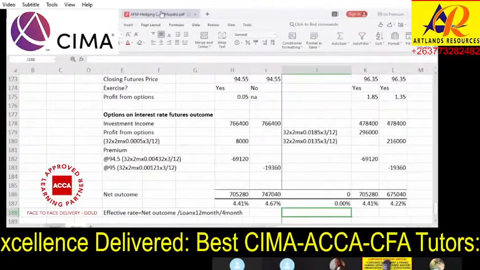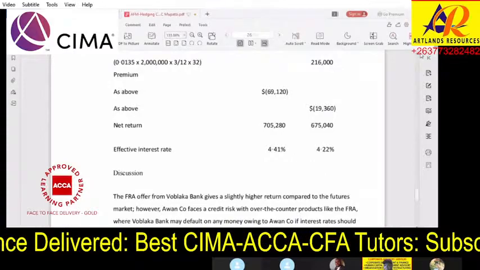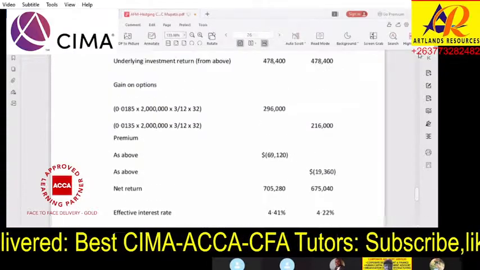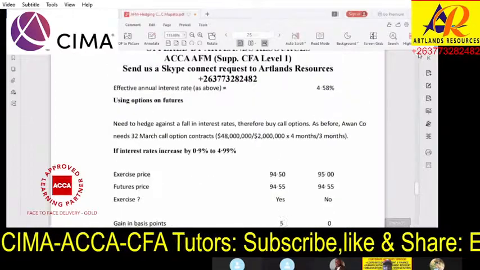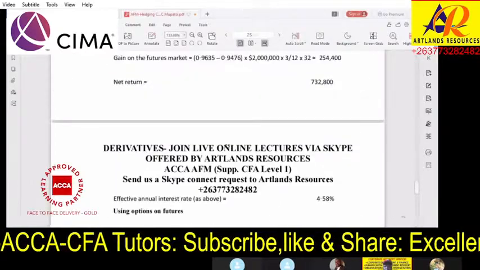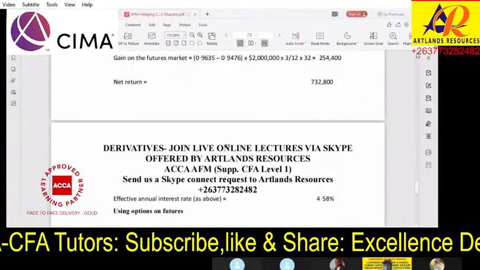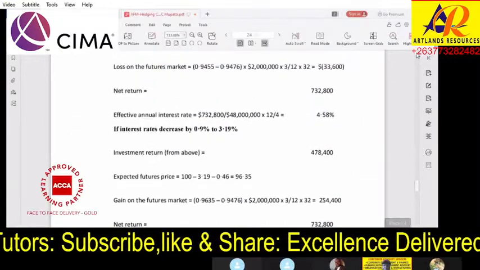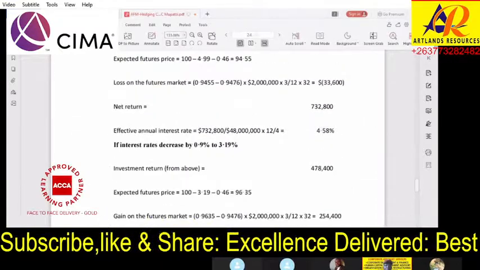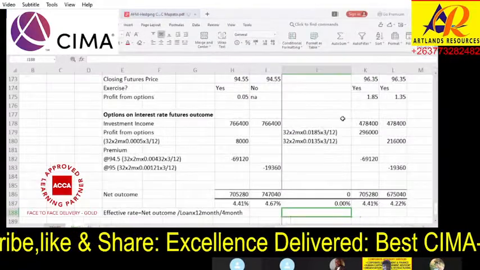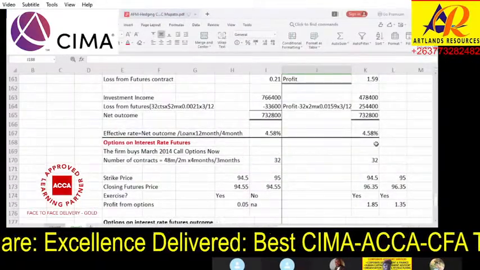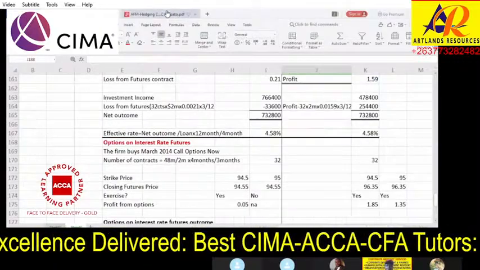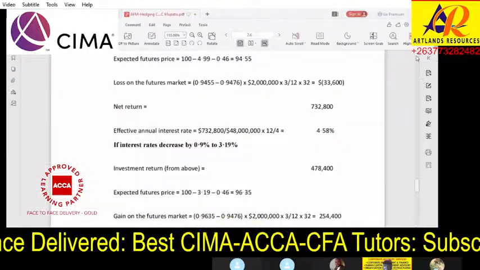Okay, so we also check effective rates on futures, just to verify that when you are playing the video, I have not made a typo or anything of that sort. Effective rates on futures, the examiner has them as 4.58. We equally got 4.58. So it's correct. Everything we've done there.